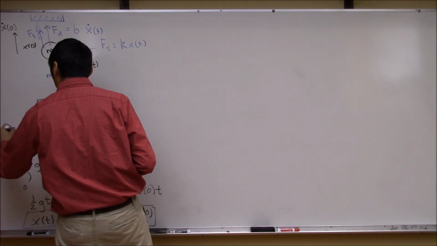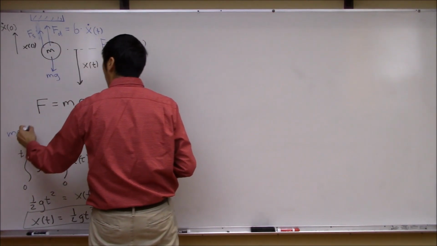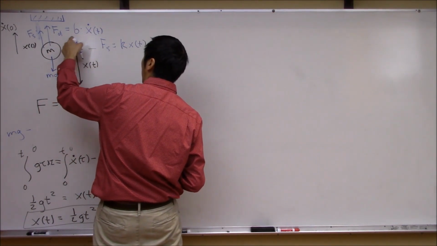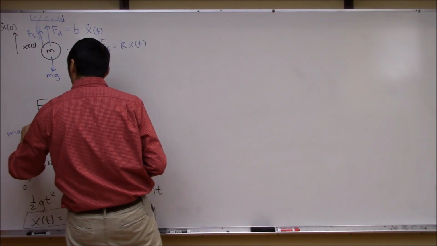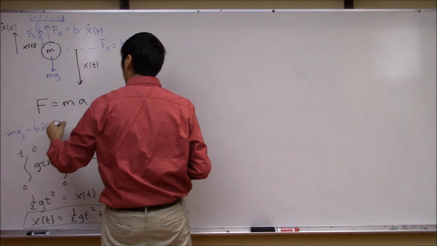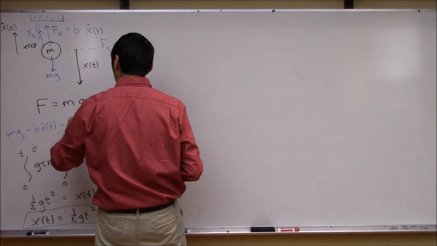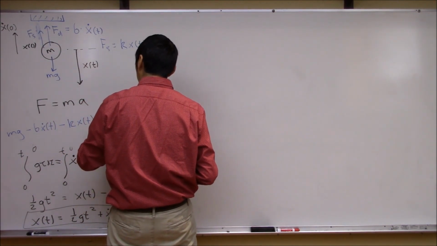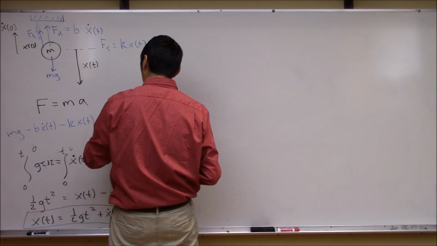It's now mg, minus the force from the aerodynamic drag, minus b x dot of t, minus the spring force, minus k x of t, is equal to the mass times the acceleration.